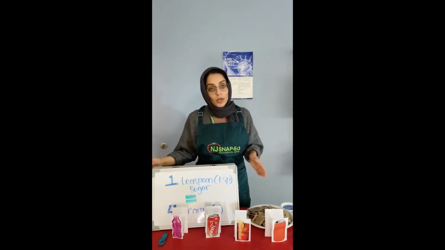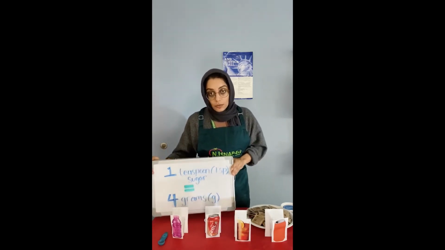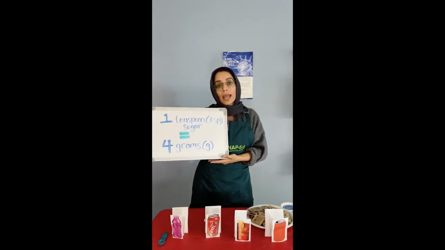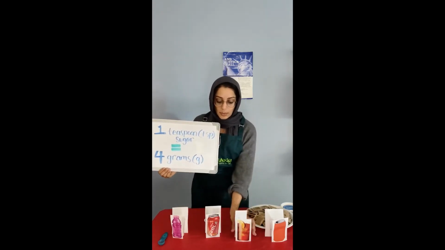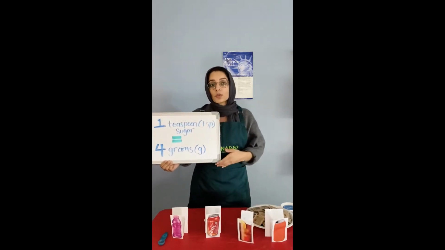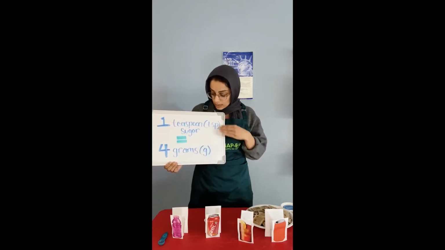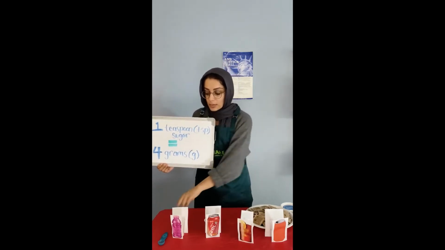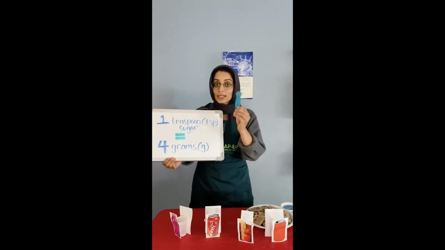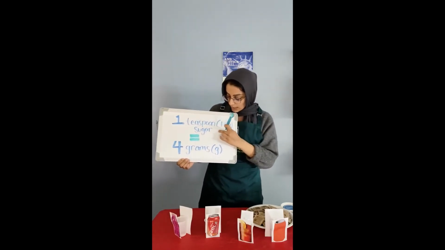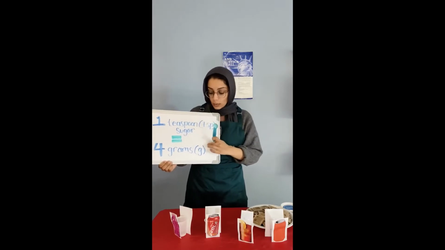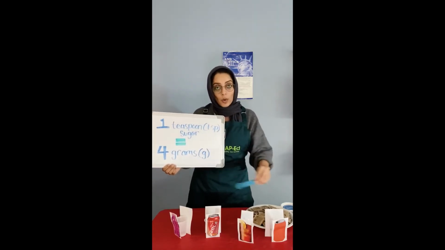So the first thing I want to do is explain a conversion here. When we're looking at nutrition facts labels, for example, this is an example of a nutrition facts label, oftentimes the nutrients are written in grams. So this is the conversion to change the grams of sugar to teaspoons. 1 teaspoon of sugar equals 4 grams. And this just helps us better visualize how much sugar is in our drinks. We'll go over that as we go through this mini lesson here.